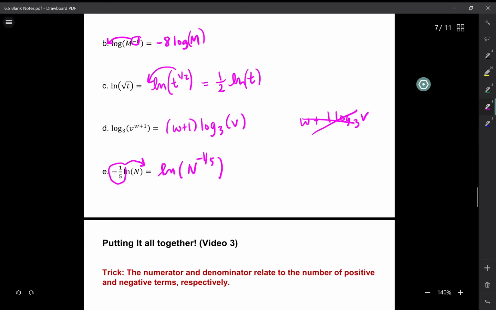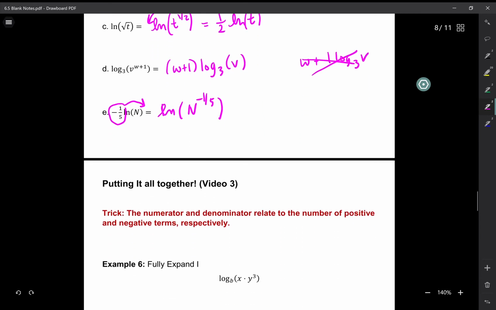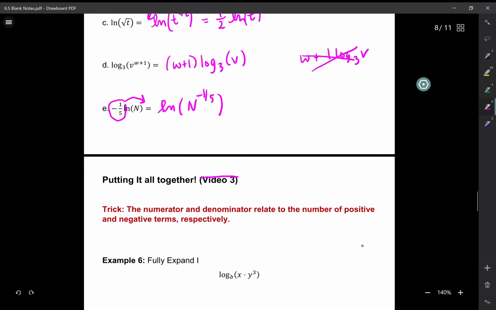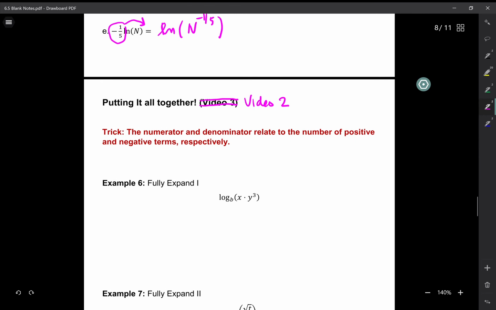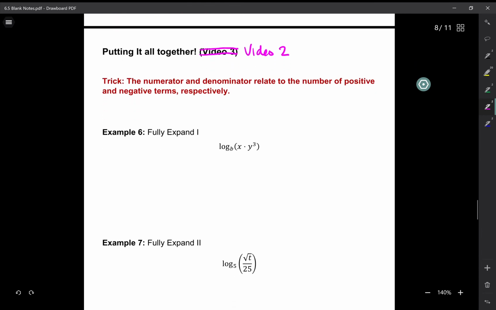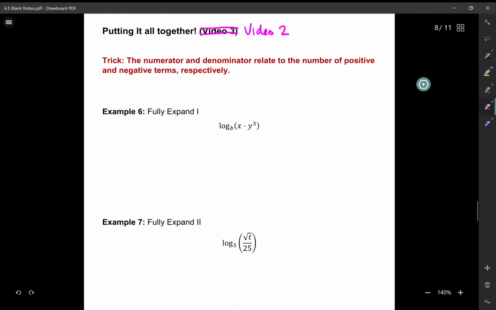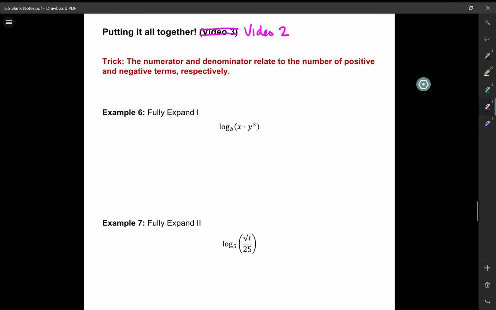All right, let's put this all together. It says video 3, but I'm just going to keep going because we haven't been doing this video for very long. Still video 2. Let's put this all together to fully expand some logarithms. That's the first thing we're going to do, and then we're going to fully contract them.